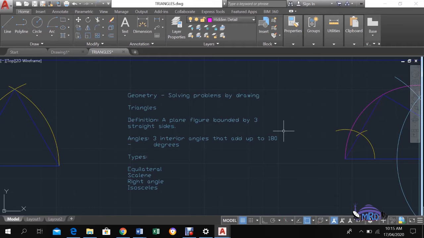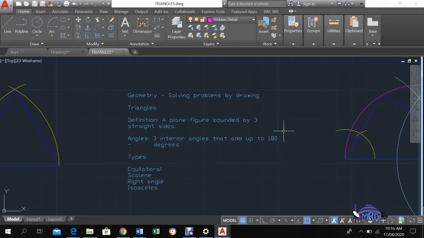Today's lesson moves us into our geometry syllabus. We started by looking at geometric constructions, basic constructions, and I would have said to you that those constructions will be used as we continue to work. So you needed to make sure that you understood those constructions so that we could apply them when we started to do other work. Now we're looking at the topic of geometry, and geometry is basically solving problems by drawing.